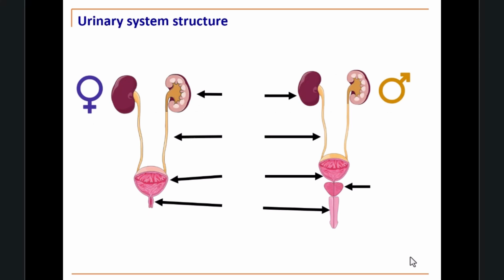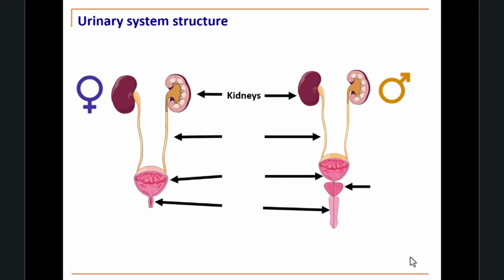So the first thing we want to look at is the urinary system as a whole. I just want you to look at the arrows, look at the image with the female on the left, male on the right, and just say what is the name of each of the structures that the arrows are pointing to. It's nice and simple. So top arrow, kidneys. The kidneys have multiple functions, as we'll talk about in a second, and one of the key ones is the formation of urine.